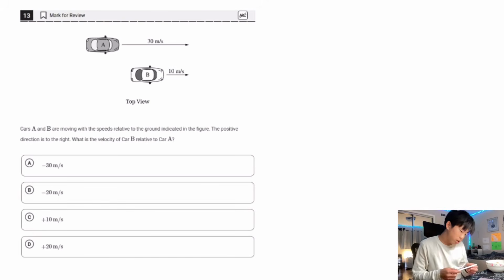All right, so for this next question, it's asking about relative speed. This one's kind of light, but it's confusing at the same time.